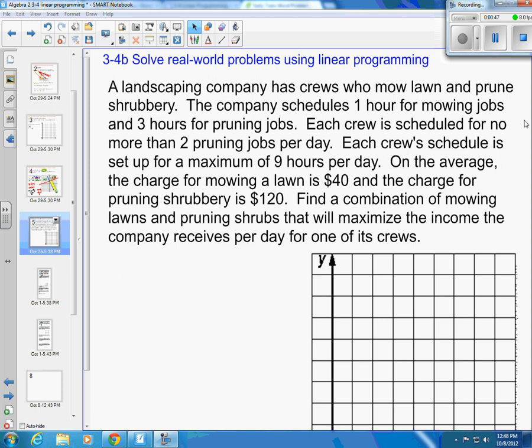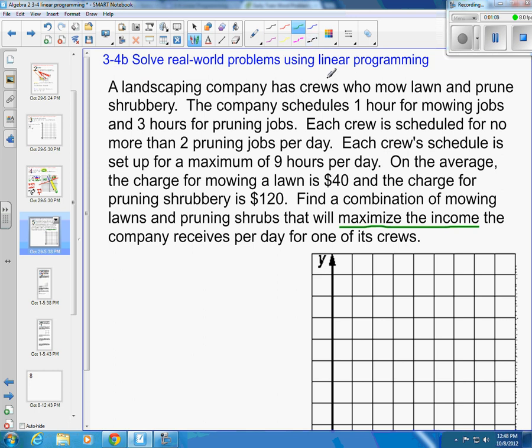Okay, so that's a lot of information. Let's go back and go through this and figure out what we've got. So what's the question being asked basically? We're being asked to maximize our income. So what can we do to make sure that we make the most profit we can in a day? So we've got to go back and figure out what information we have.